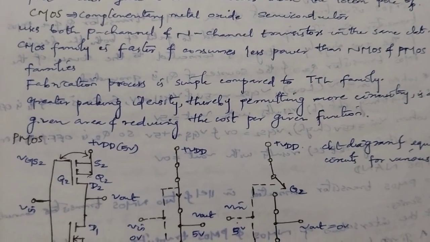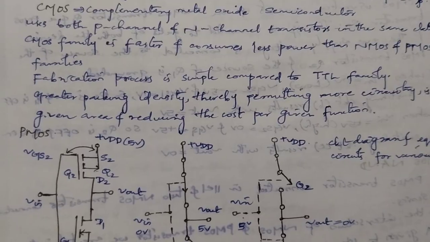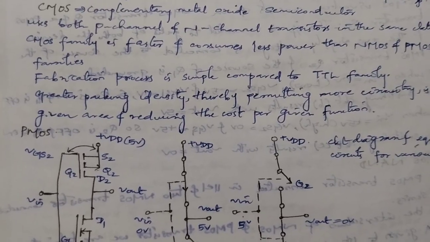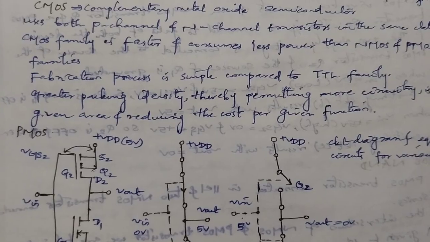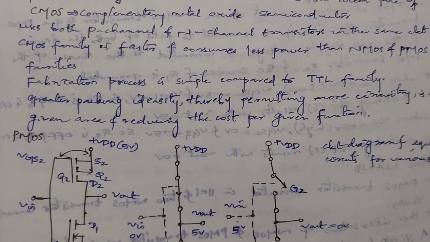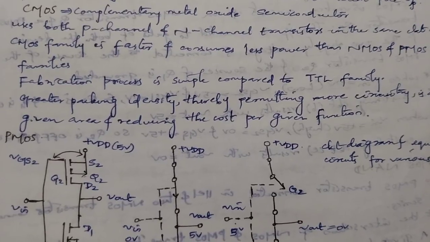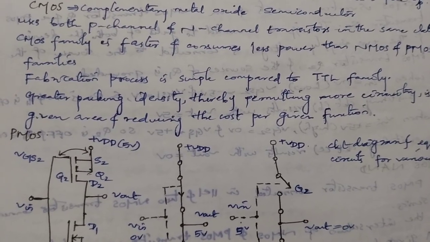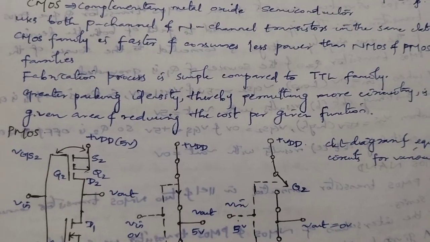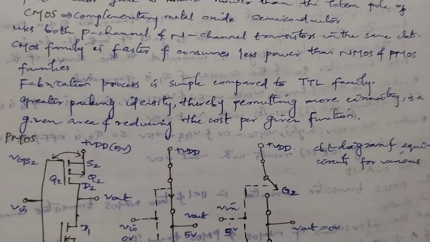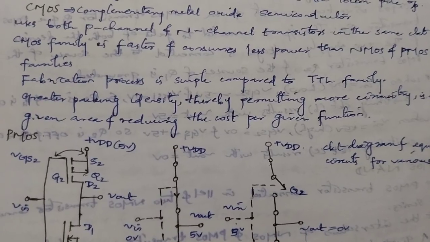CMOS, complementary metal oxide semiconductor, uses both p-channel and n-channel transistors within the same circuit. The CMOS family is faster and consumes less power than the NMOS and PMOS families. The fabrication process is simple compared to the TTL family. It has greater packing density, thereby permitting more circuitry in a given area and reducing the cost per given function.